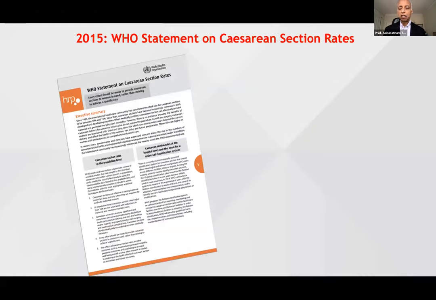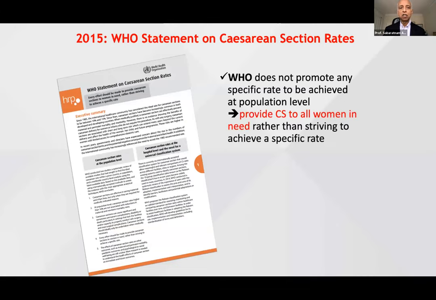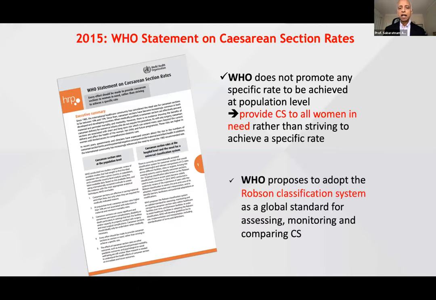So the WHO revised its guidance in 2015 and they said, we don't want to promote any specific rate of cesarean section at a population level, but we should provide cesarean section to all women who need it. And they proposed that every center, every country should analyze the section rate based on Robson's classification.